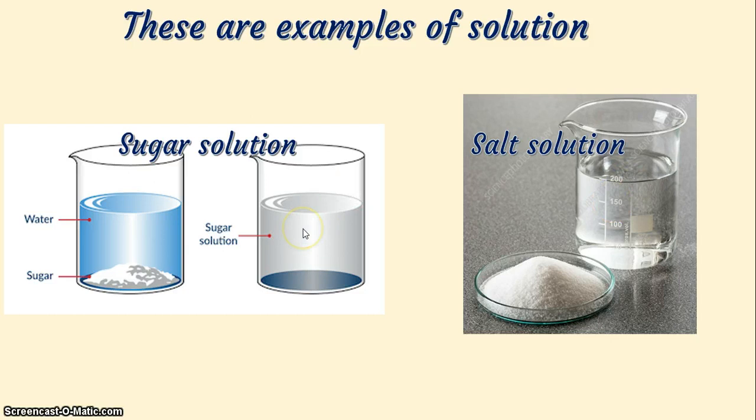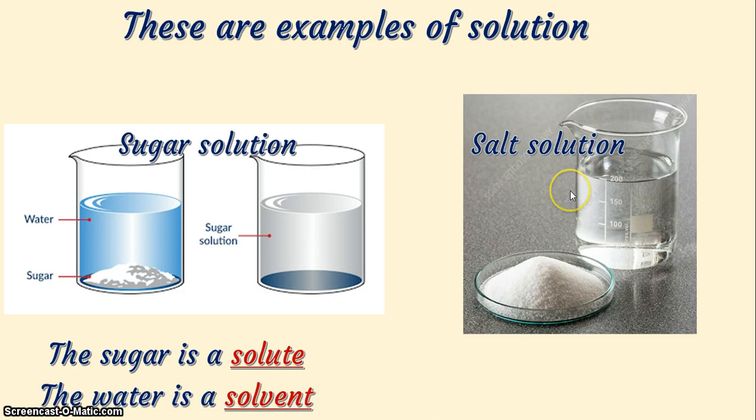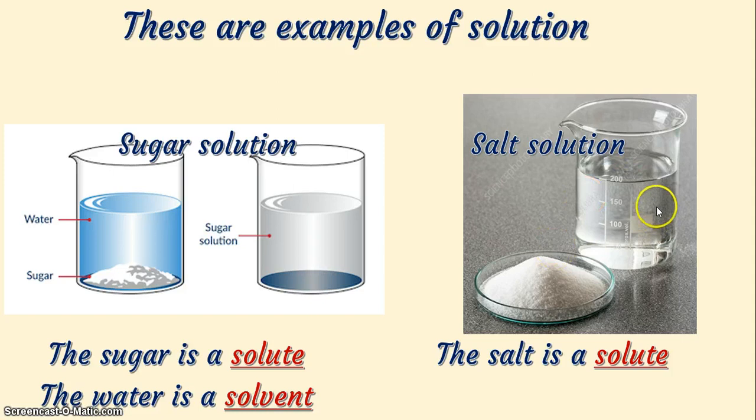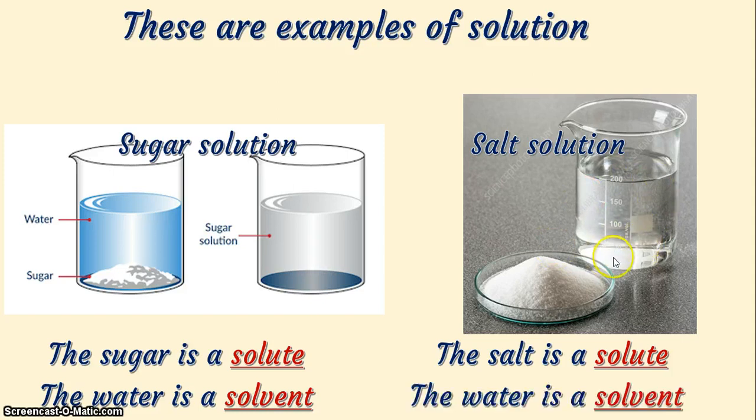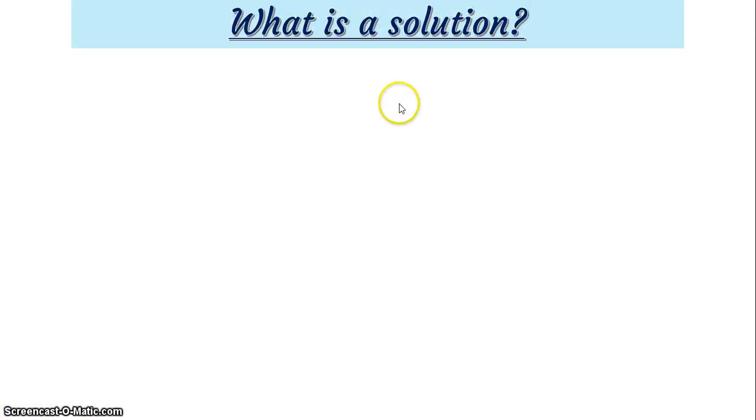The same thing here. Now, the sugar dissolves in water, so the sugar is called a solute, while the water which dissolves the sugar is called a solvent. In this case, the salt dissolves in water, so this salt is called a solute, while the water which dissolves the salt is called a solvent. So we have the sugar solution and the salt solution. Now the question is, what is a solution?